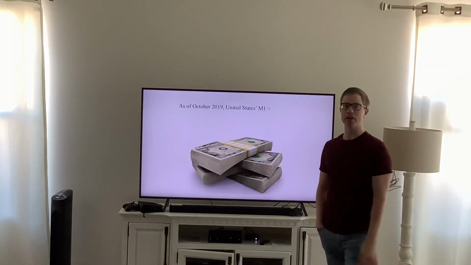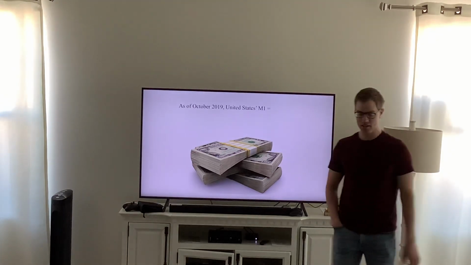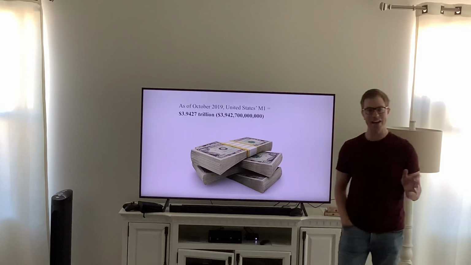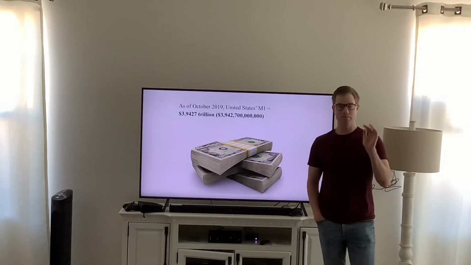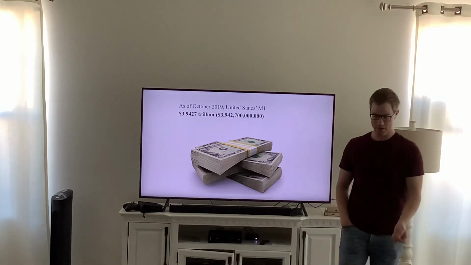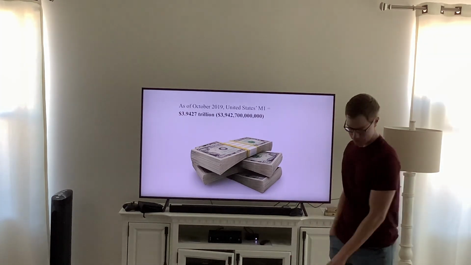And as of a few months ago, October 2019, the United States M1 equaled about $3.9 trillion in money that's in people's hands and businesses and in checking accounts. Okay, it's a lot of cash.